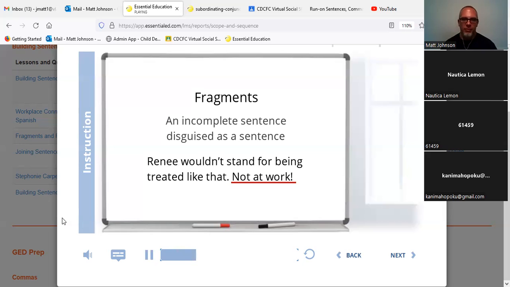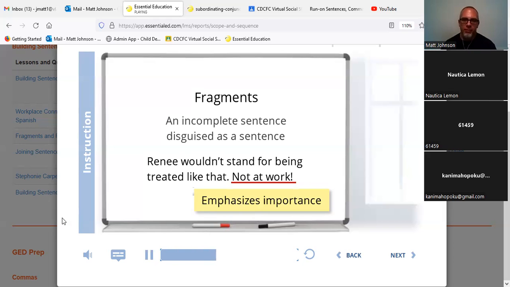It doesn't have a subject or a verb. It doesn't tell you a complete thought by itself. But the writer emphasizes that "not at work" is pretty important. But in your formal writing, you don't want to have fragments. Do you notice how "not at work" is really part of the thought in the other sentence? Well, a lot of fragments are like that.